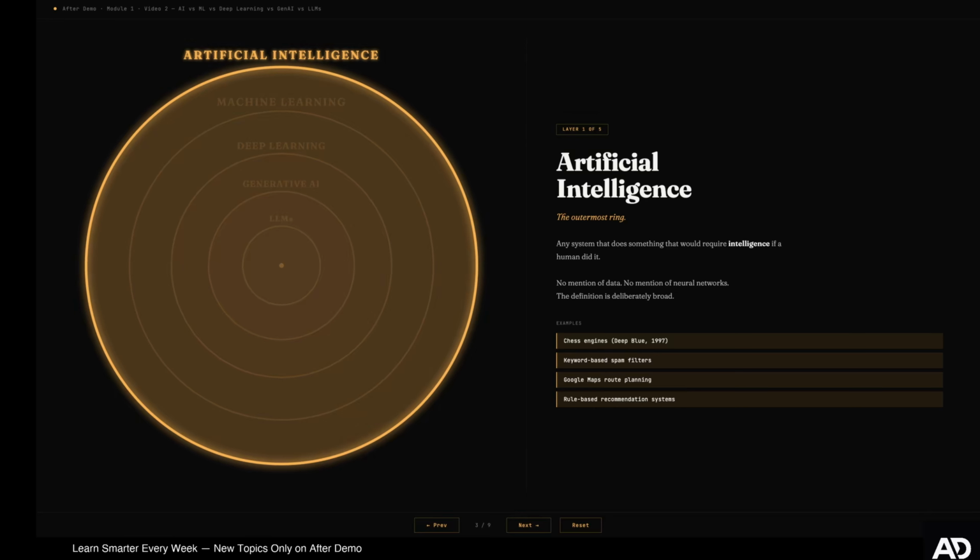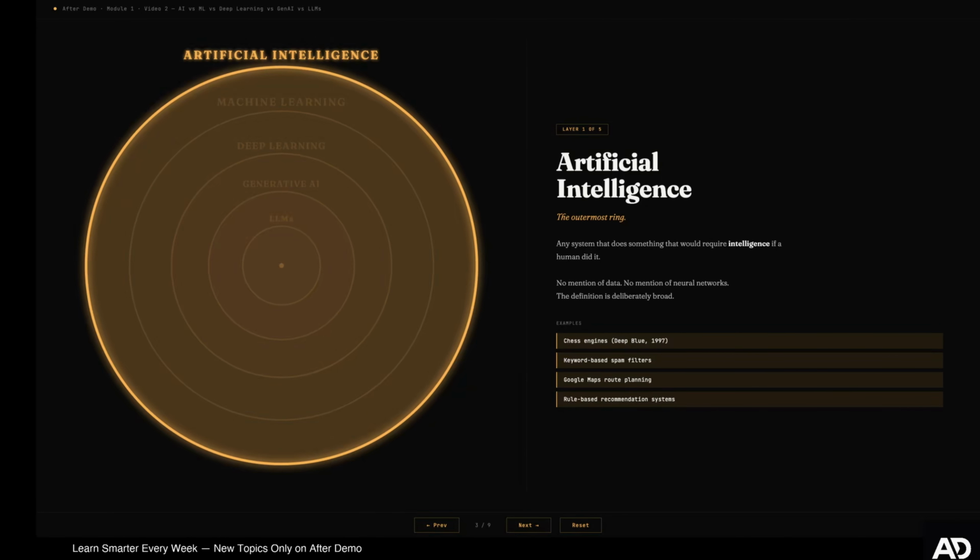Deep Blue, the chess engine in 1997, the one that beat Garry Kasparov, that was AI. It used hard-coded rules, not data. A spam filter that checks for the phrase free money in the subject line, also an AI. Google Maps figuring out your best route, an AI. None of these things have anything to do with ChatGPT. That's how broad this outermost ring is.